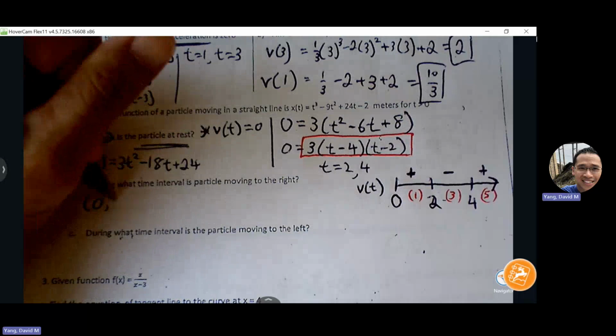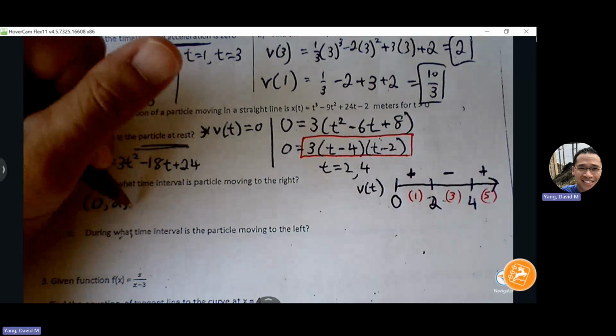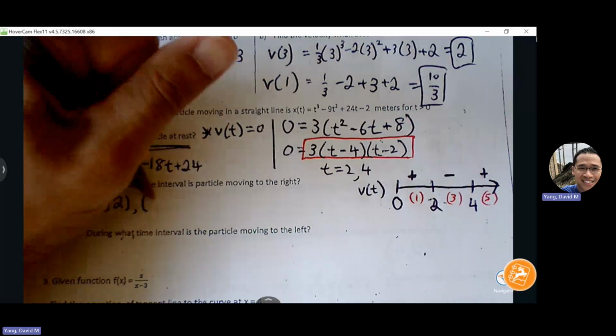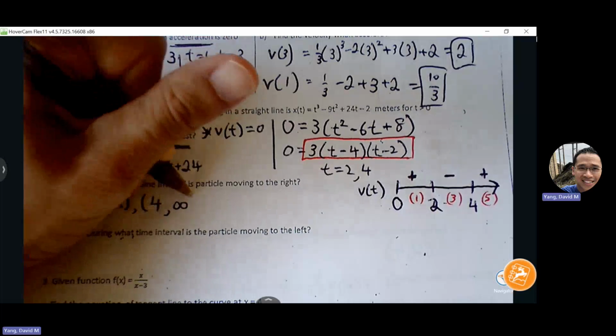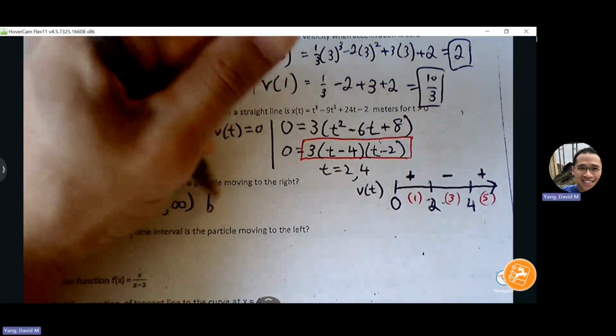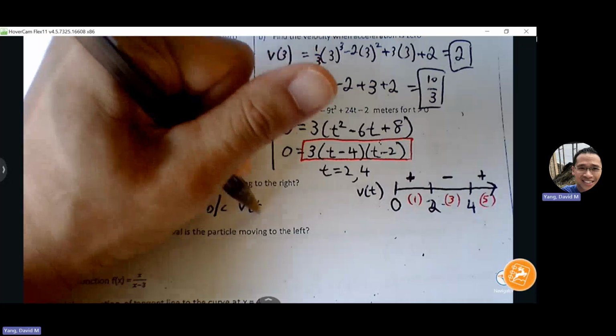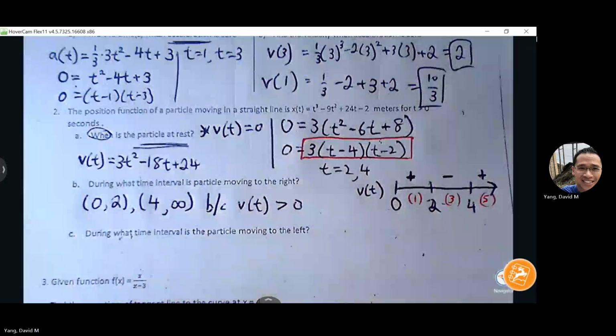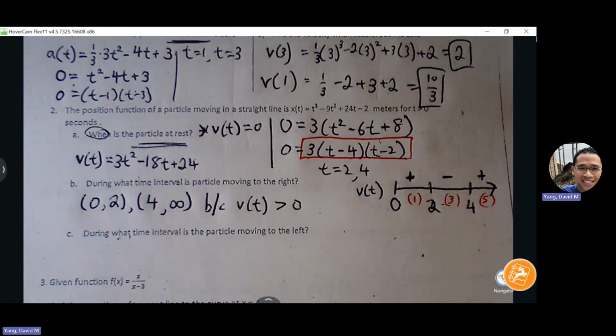0 to 2 and 4 to 5. And then union, comma, 4 to positive infinity. And the reasoning is because velocity is greater than 0. But you know it's positive in the video because you don't know what's going to be. You don't know if it's going to change direction later on.